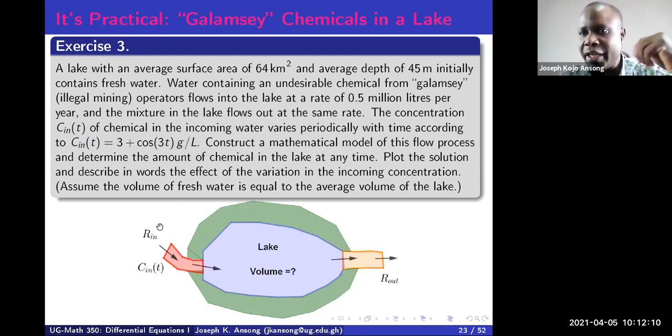Or if you stop your illegal miners from operating, once in a while you can go and take samples, or you can use the model to tell you that at this point, this is what I expect the concentration of stuff in the lake to be. For instance, if the concentration keeps increasing every year, then of course it's likely that these guys haven't stopped. They are still doing their illegal stuff. You are pumping stuff in at the same rate, and it is going out at the same rate, and then you want to find an expression for the amount of chemical. So this is a practical example of that.